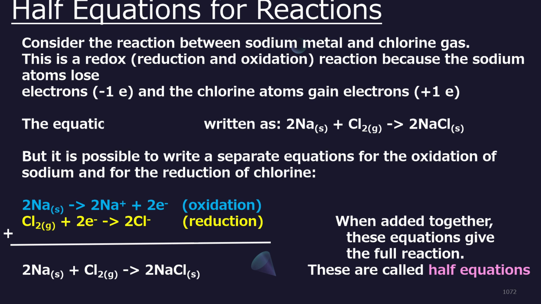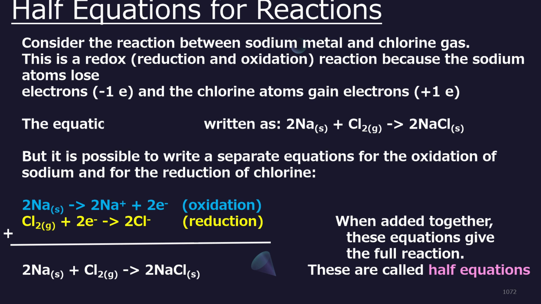But it's possible to write separate equations for the oxidation of sodium and the reduction of chlorine. They're kind of separate, right? Sodium gives up its electron, 2Na goes to 2Na+ plus 2e-, and chlorine accepts the electrons and becomes anions. Cl2 plus 2e- goes to 2Cl-. So top is oxidation, bottom is reduction. And what you should find is if you add these two equations together, just add all the reactants on the left and the products on the right, we get 2Na plus Cl2 goes to 2NaCl.